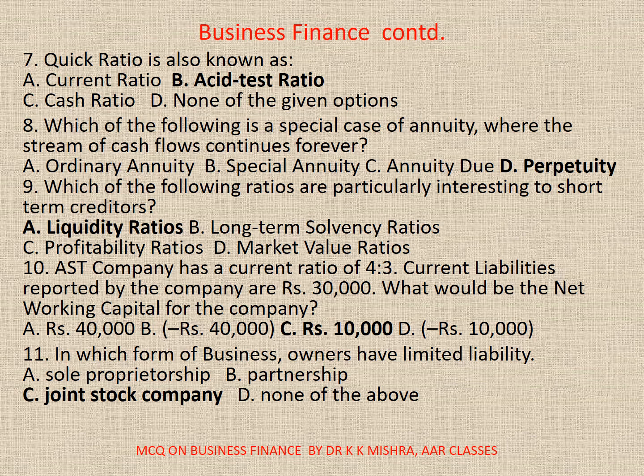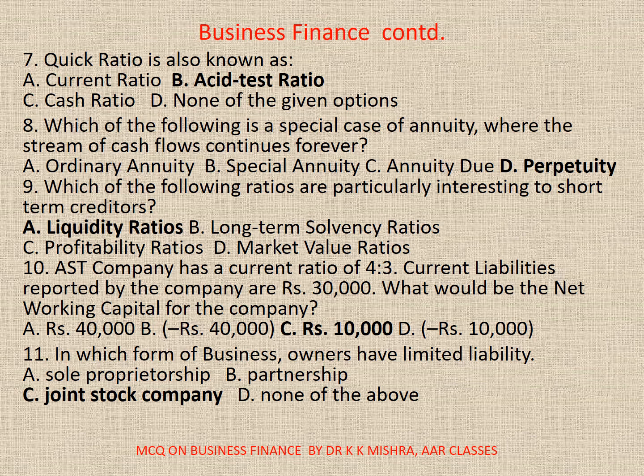10. AST company say has a current ratio of 4:3. Current liabilities reported by company are rupees 30,000. What would be the net working capital for the company? If you calculate, here you will find C as rupees 10,000 to be the correct option.